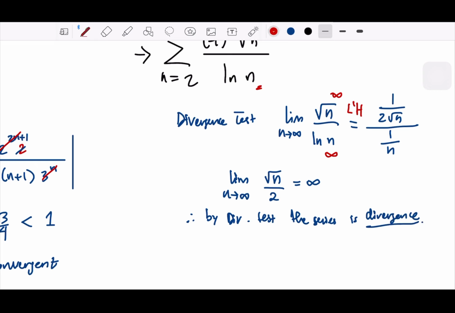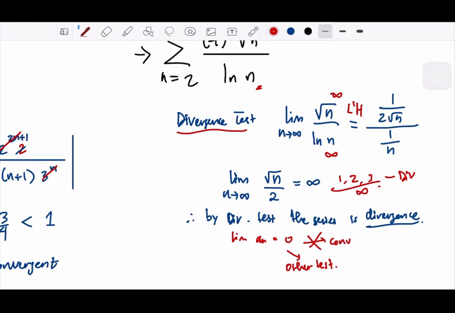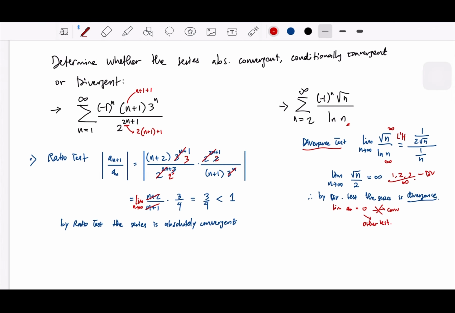So whenever you use the divergence test, if you find any number, 1, 2, 3 or any number, it means it's also divergent. Or if you find infinity, you also have divergence. But whenever you find the limit of a_n is 0, it doesn't mean it's convergent. So it doesn't mean it's converged. We need to apply the other tests. Okay?